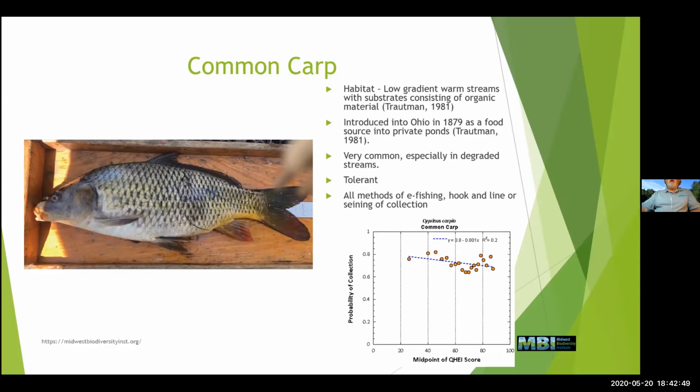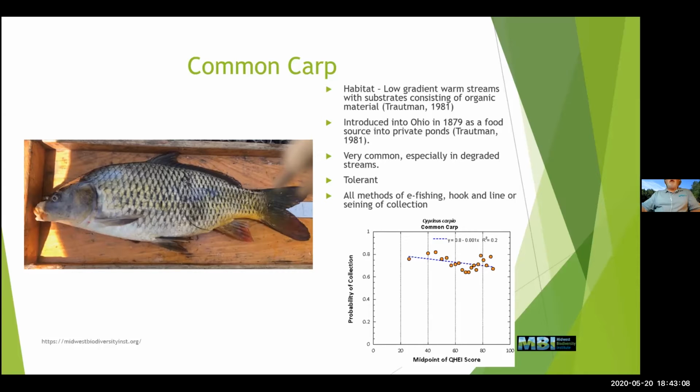And obviously this species was introduced because people used it as a food source, and it could survive in very polluted waters, and still does. So it has been deemed by Ohio EPA as a tolerant species.